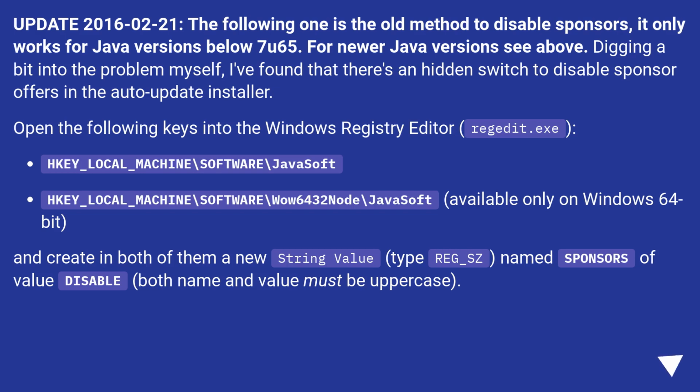Digging a bit into the problem myself, I've found that there's a hidden switch to disable sponsor offers in the auto-update installer. Open the following keys in the Windows registry editor, regedit.exe: HKEY_LOCAL_MACHINE\SOFTWARE\JavaSoft\Java Update\Policy and the equivalent Wow6432Node key. And create in both of them a new string value, type REG_SZ, name SPONSORS, value DISABLE. Both name and value must be uppercase.